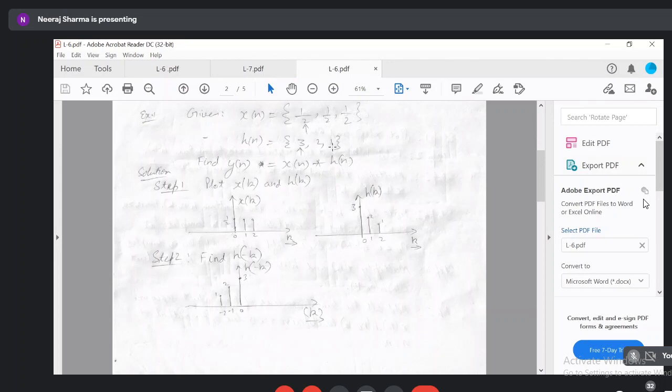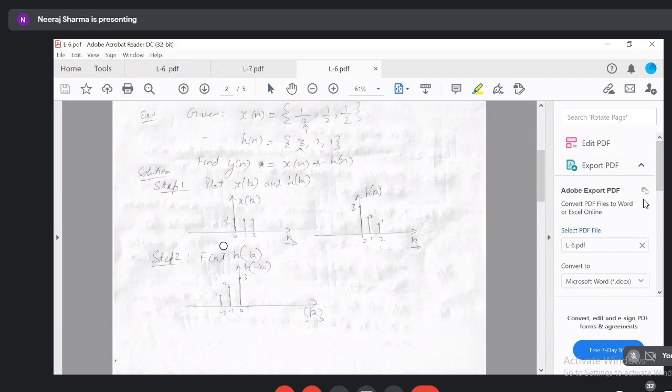So x of n and h of n are given to you. You have to find the output signal y of n with the help of the convolution sum. That is, y of n is equal to x of n convolved with h of n. Now, what was the first step? Step number 1 is plot x of k and h of k. So we will plot x of k and h of k, right?